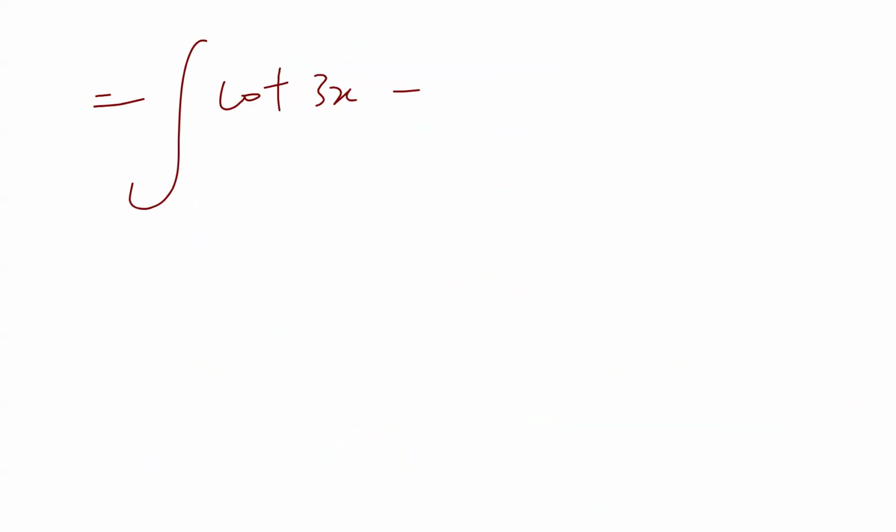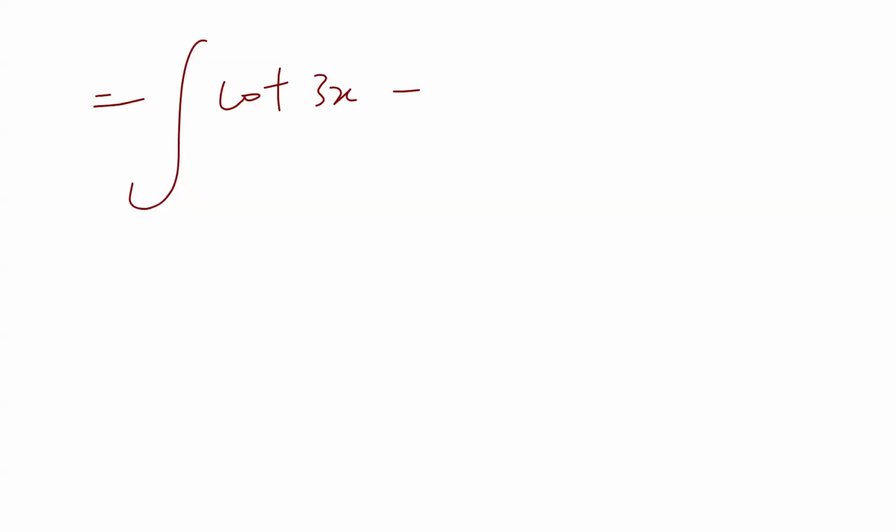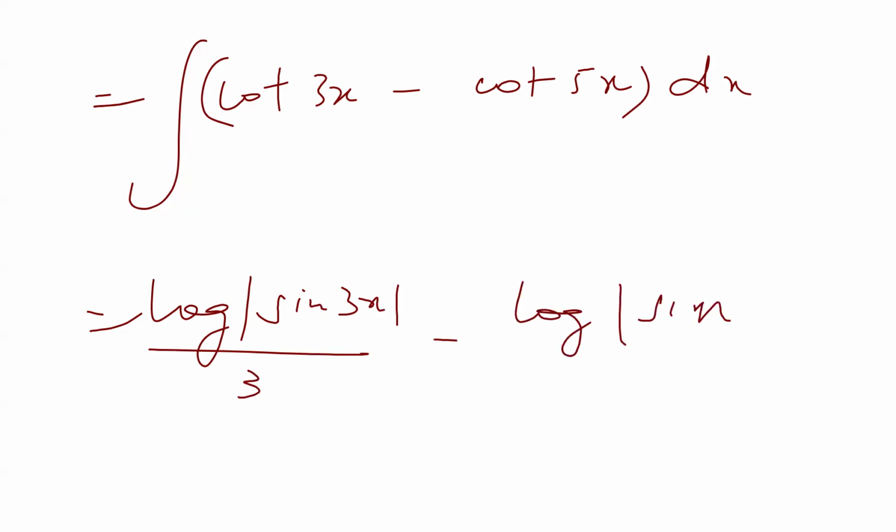Minus this upon this. Sin 3x is getting cancelled, so it will be cot 5x. So integration of cot is log mod sin, along with the chain rule, which is d by dx of 3x, which is 3, and here it is 5. So this is your final answer.